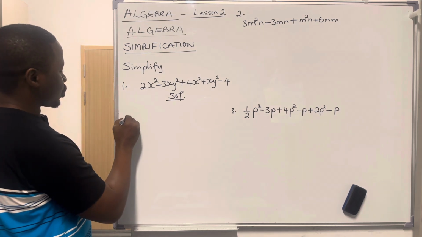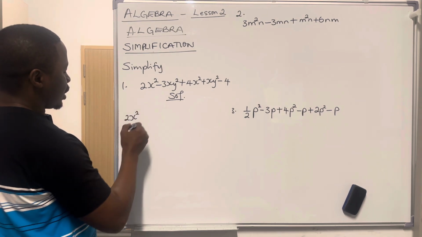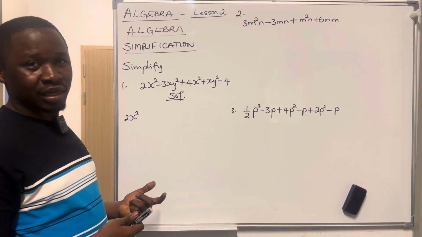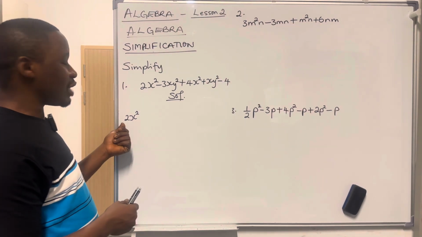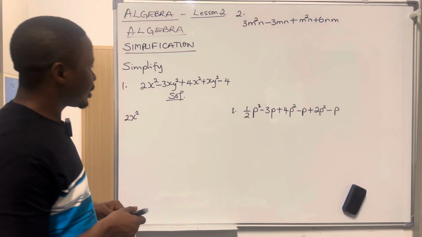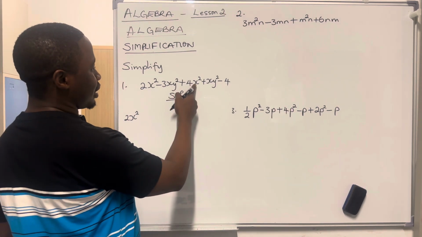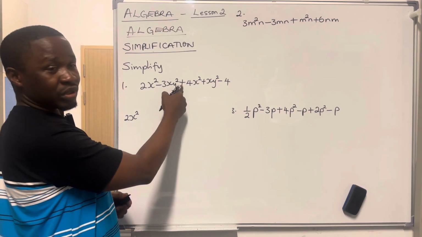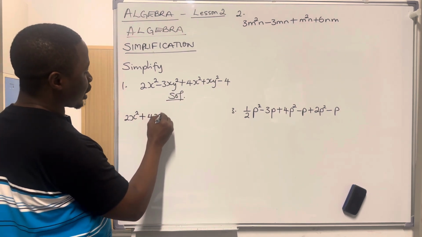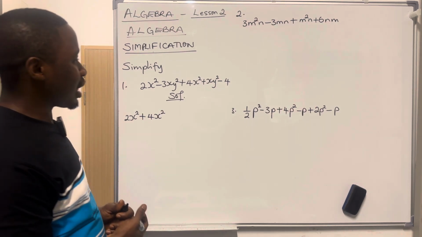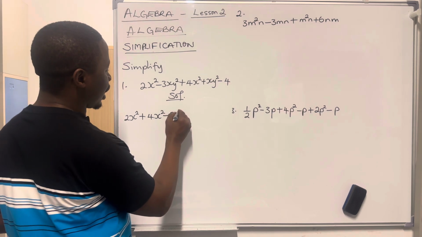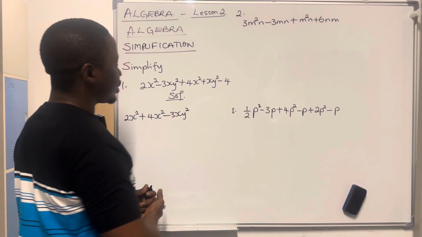Now, the first one is 2x squared. Now, let's consider any other term with x squared. Let's forget about what is in front as a coefficient, terms with x squared. This is not with x squared. Here is another. It precedes what? Plus. So 4x squared. Do we have another term with x squared? No. So the next term is minus 3xy squared.